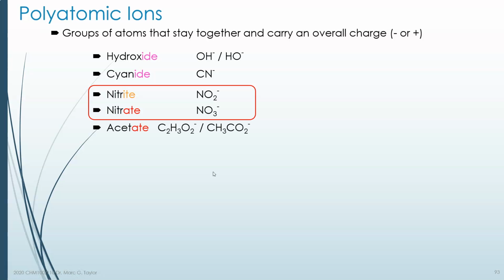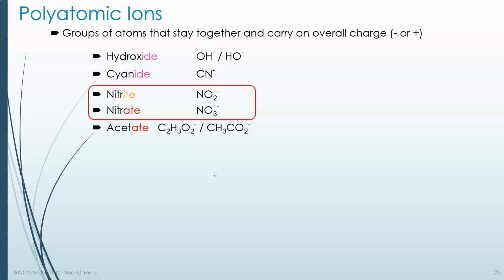We also have acetate. Acetate is what we call an organic ion. This is one that's carbon-based. That's what organic means to a chemist. It means it's a carbon-based compound. It contains 2 carbons, 3 hydrogens, and 2 oxygens with an overall -1 charge.